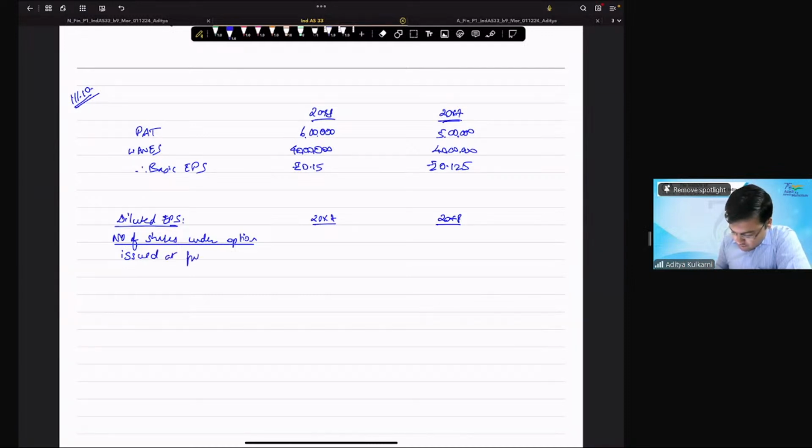Issued at full market price: 6,30,000 into 70 divided by 120. 6,30,000 options into 70 is 4.41 crores, divide by 120, so you would be having an issue of 3,67,500 in the previous year. And 6,30,000 into 70 by 160.